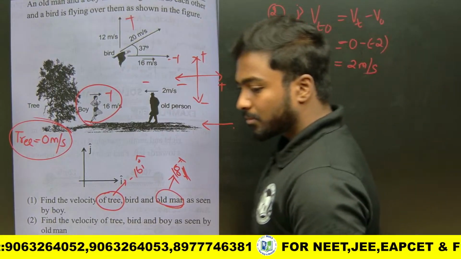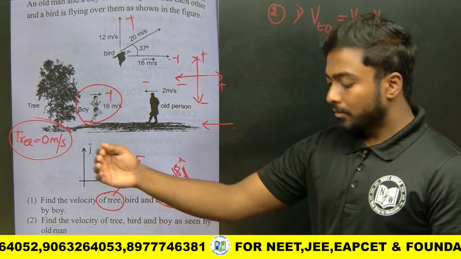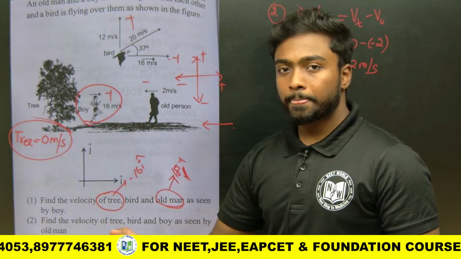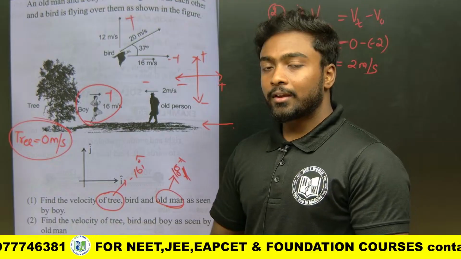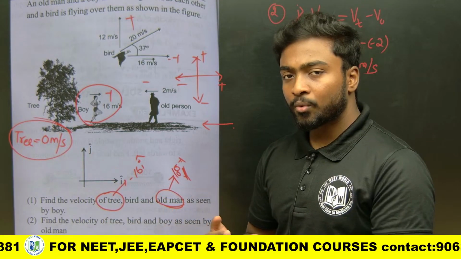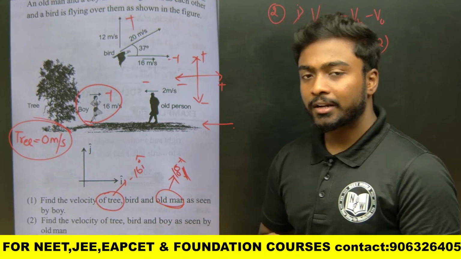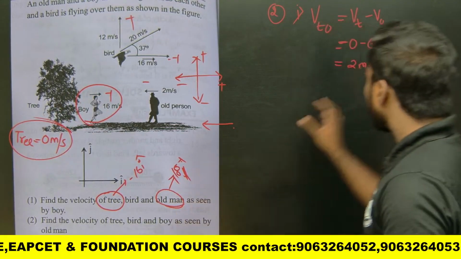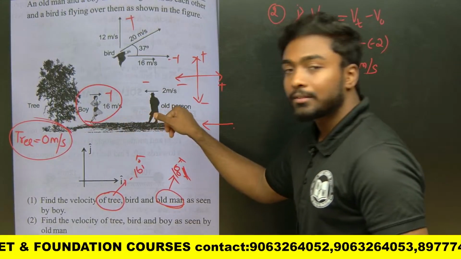See, a simple thing, like a person coming in a vehicle with some speed. If he is coming toward you, you will not assume he is coming with negative speed, right? He is coming with a positive speed. That's the concept for the tree as well as the old person.